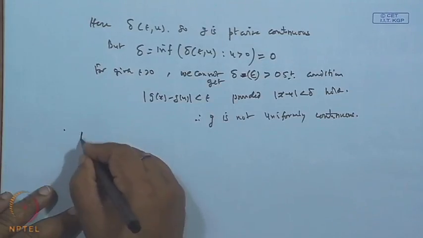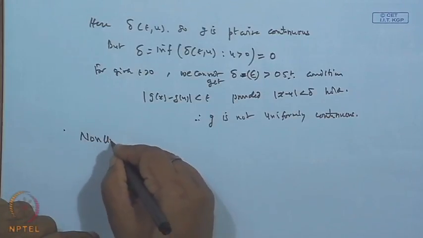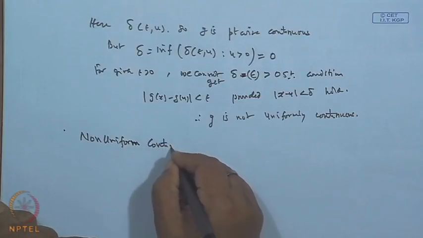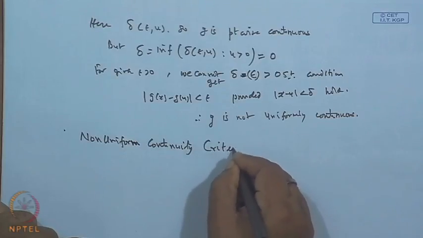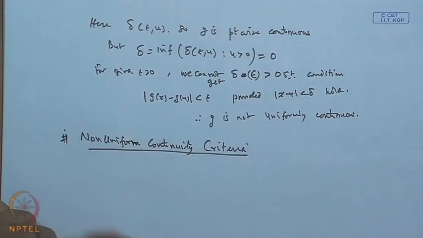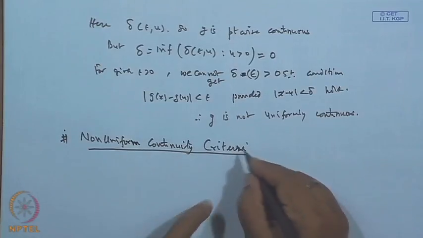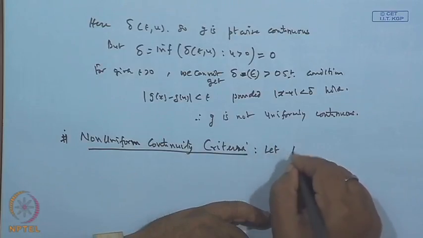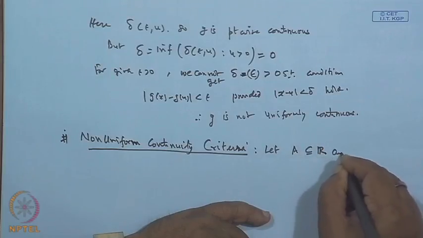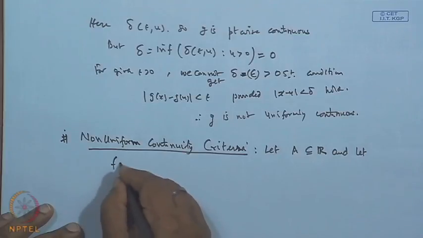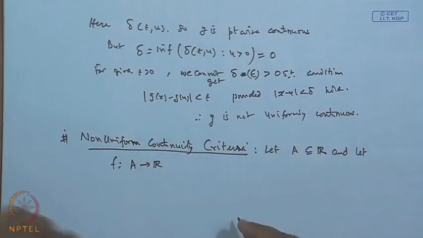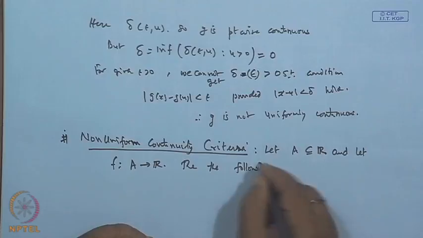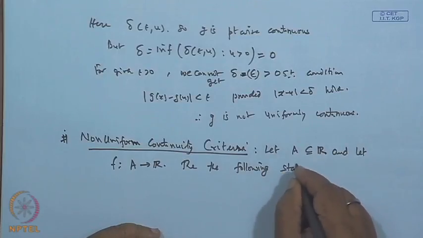The non-uniform continuity criteria will be needed. The proof we are just dropping, but it can be easily done with the help of previous knowledge. So, let A be a non-empty subset of R and let f be a mapping from A to R. Then the following statements are equivalent.